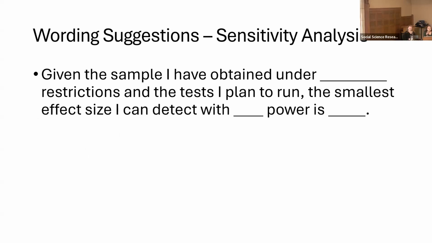So for sensitivity-specific power analysis, we have the example of, given the sample that I've already obtained under X restrictions, so given the restrictions I had to collect 100 participants from Prolific and the test that I plan to run, so I would substitute that with their specific test. Given the sample I've obtained under the restrictions of 100 participants from Prolific, and the t-test that I plan to run, the smallest effect size that I can detect with blank power is, and then insert that d statistic.